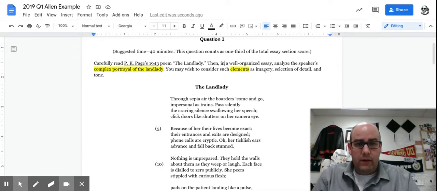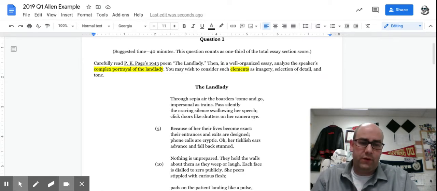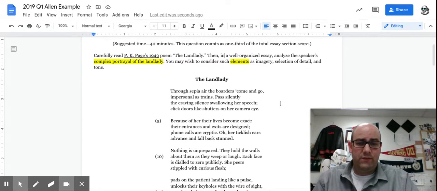Like imagery is really easy. Selection of detail, I don't really like talking about selection. I feel like it's a silly thing to write about. And tone is super difficult. Please don't write about tone on these essays. It's too hard. Just give yourself something neat. Write about imagery, write about diction. Don't write about tone. It's too difficult.